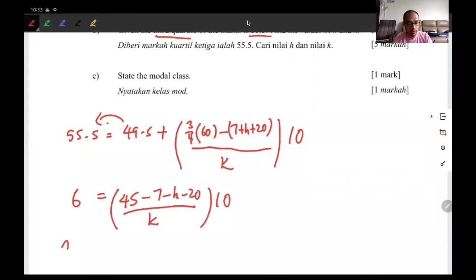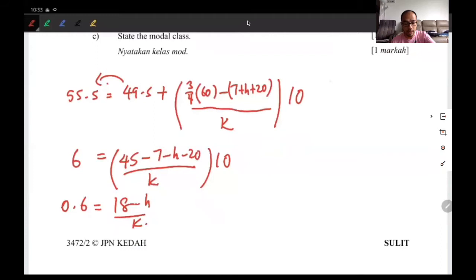So this will be 0.6 equals 45 minus 7 minus 20. This will give me 18 minus h over k. And therefore this will give me k equals 18 minus h over 0.6. I'm going to leave this here for a while.